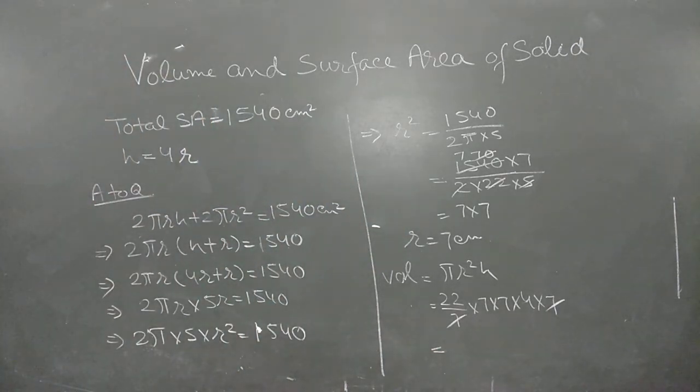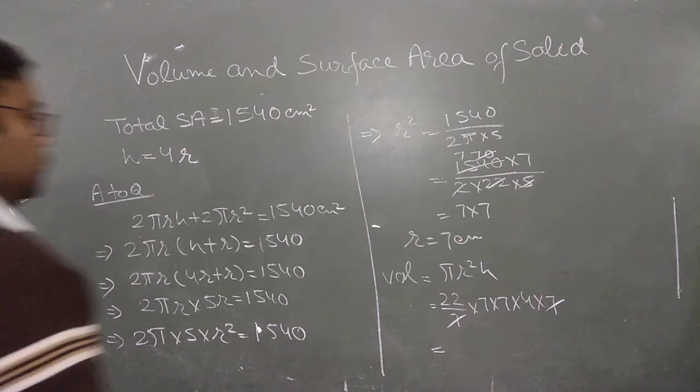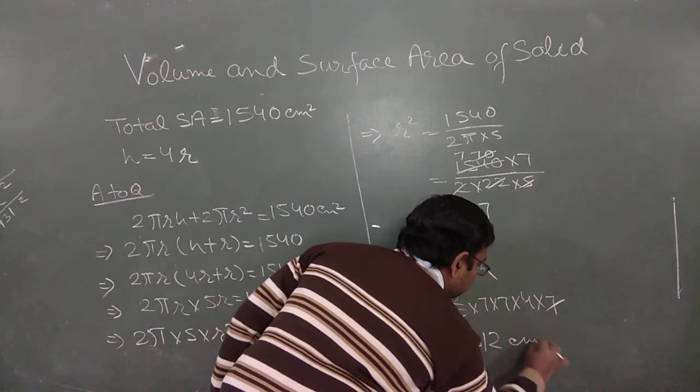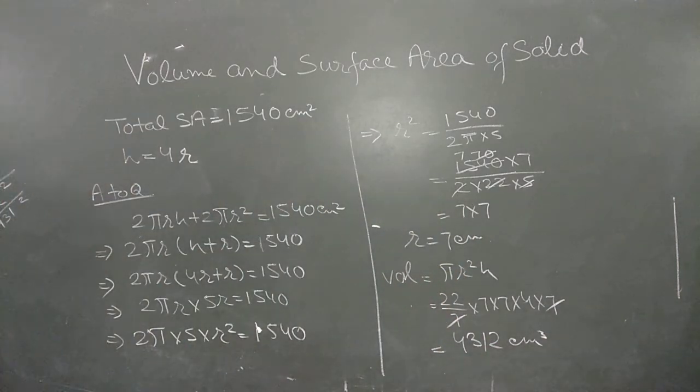Hope this one is clear to you. Let me multiply this one. Multiplying this, we have 4312 centimeter cube. This is the volume of the cylinder. I hope this one is clear to you. Be careful about what condition is given for height. Move to the next question.